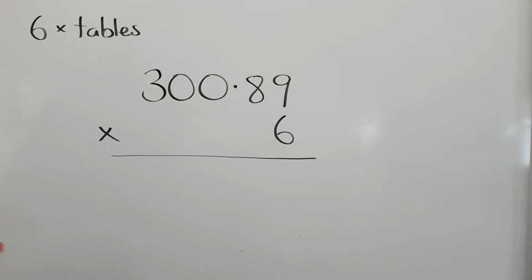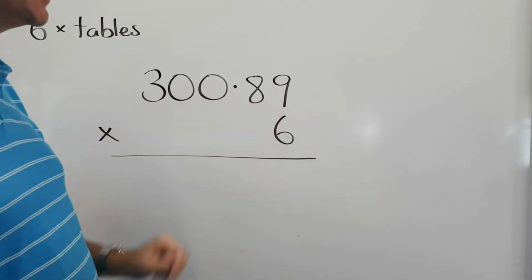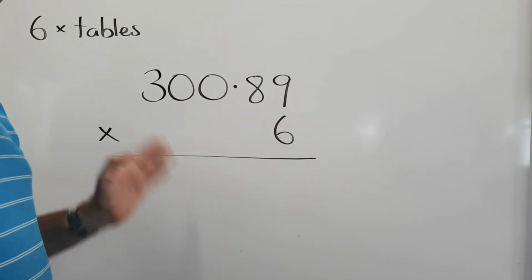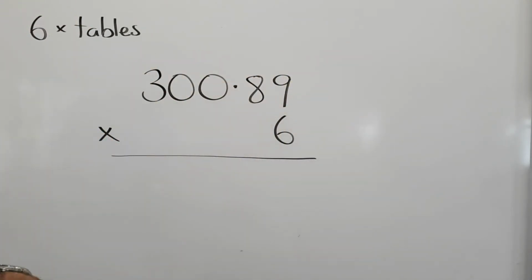What happens if you get a really, really awkward number like this? It is 300.89 times 6. Well, if you use the same strategy of splitting them up one by one and taking your time, you'll be absolutely fine.